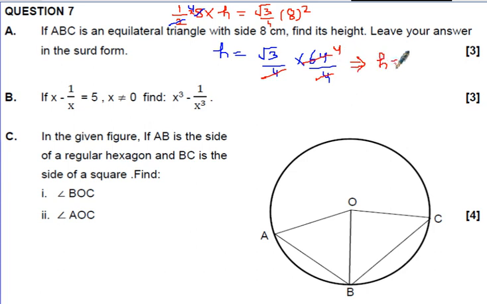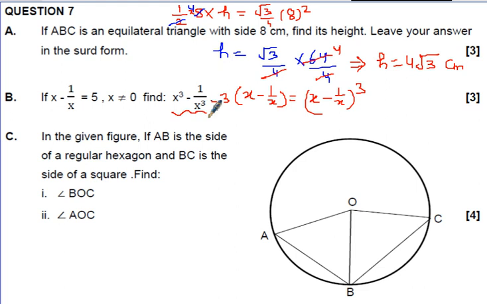So your height comes 4 root 3 and they said write your answer in surd form. So no need to use the value of root 3. So this is your answer. a cube minus b cube. So x cube minus 1 upon x cube, formula you can apply. So that is x cube minus 1 upon x cube minus 3 in bracket x minus 1 upon x is your x minus 1 upon x the whole cube.